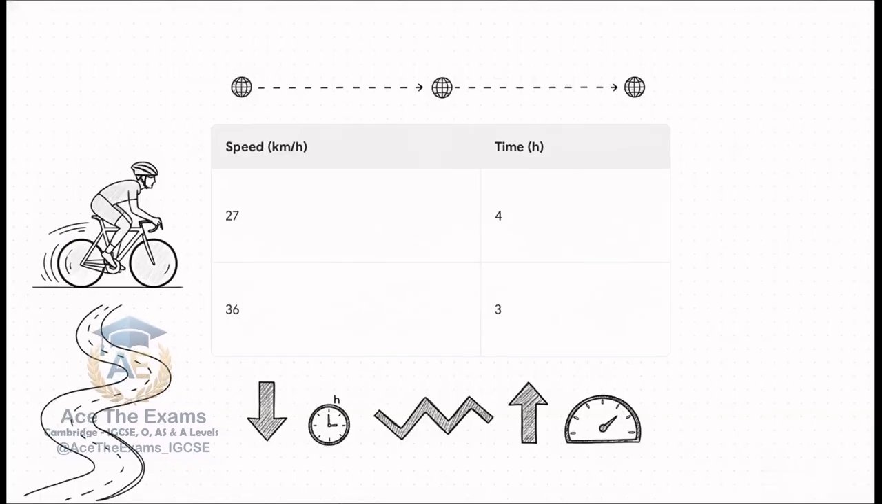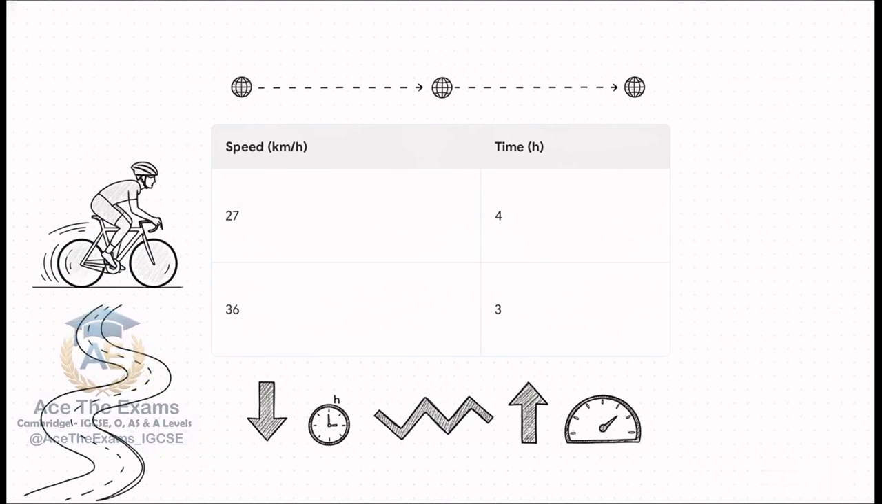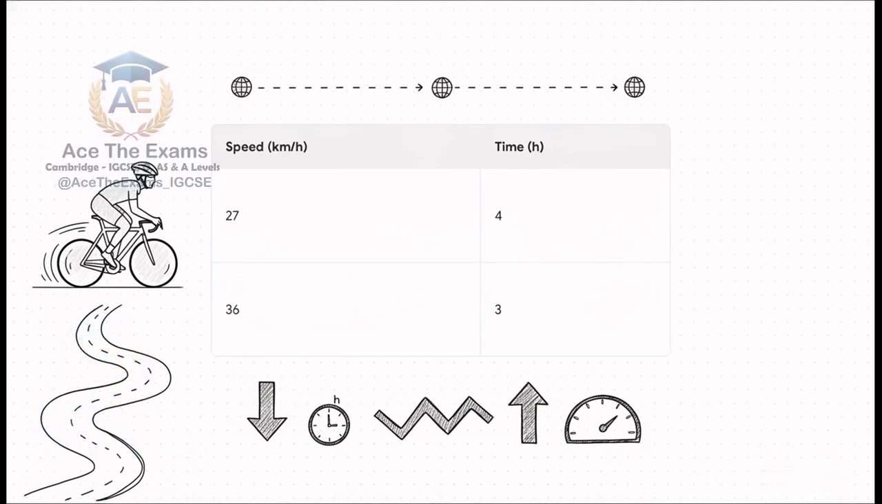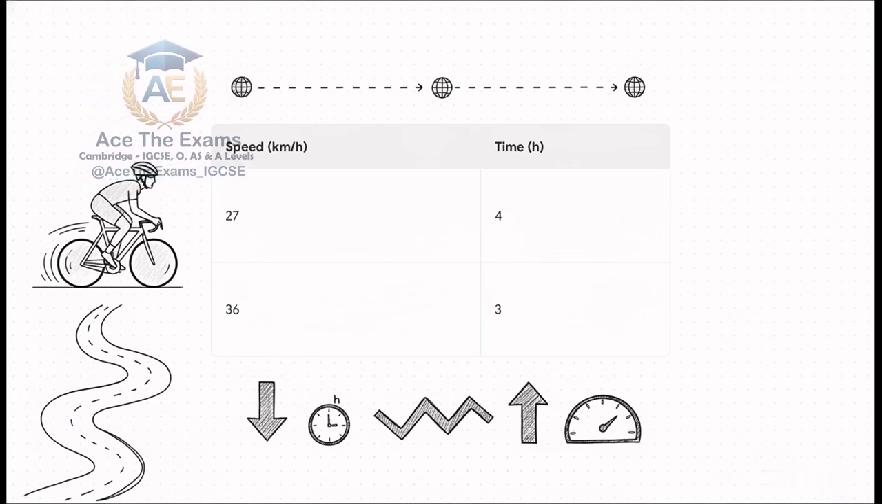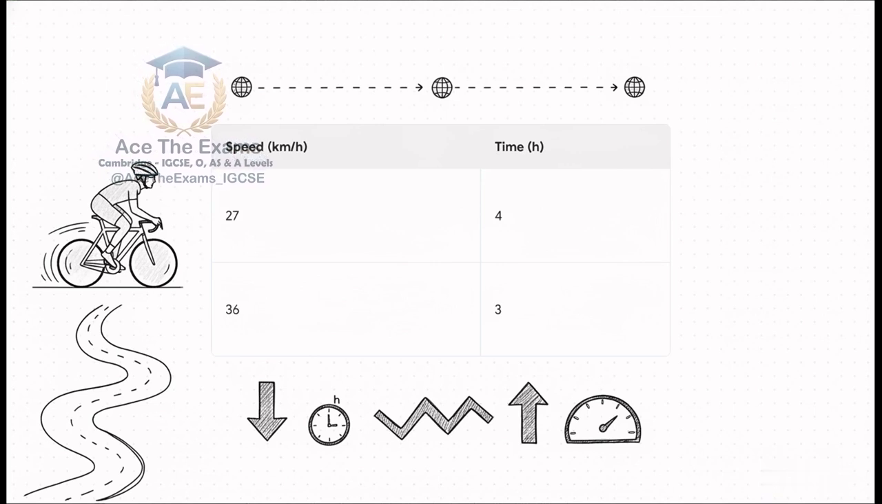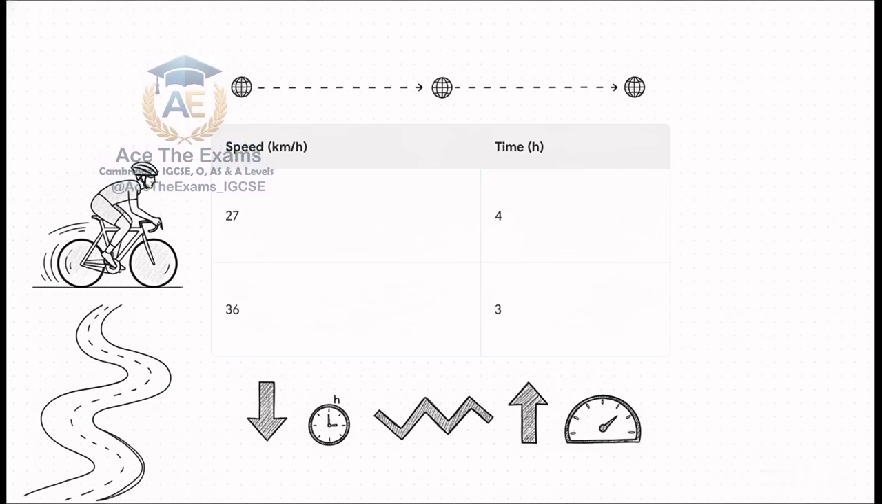Now let's apply that exact same logic to speed and travel time, a classic exam scenario. Here we have a cyclist. She's averaging a speed of 27 kilometers per hour, and it takes her exactly 4 hours to complete her route. But what if she wants to crush her personal best? What if she wants to finish that exact same route in just 3 hours? Think about it. Her time is decreasing, so logically, her speed has to increase. She's got to pedal harder.